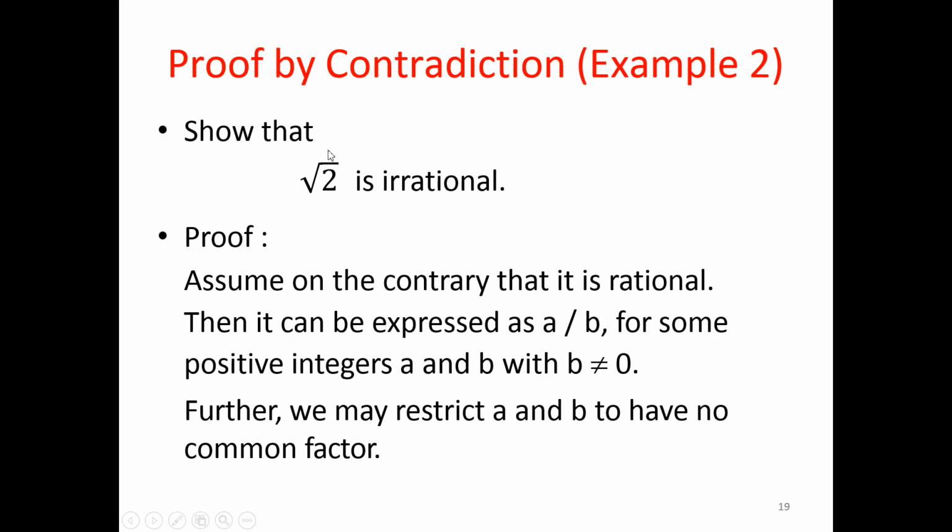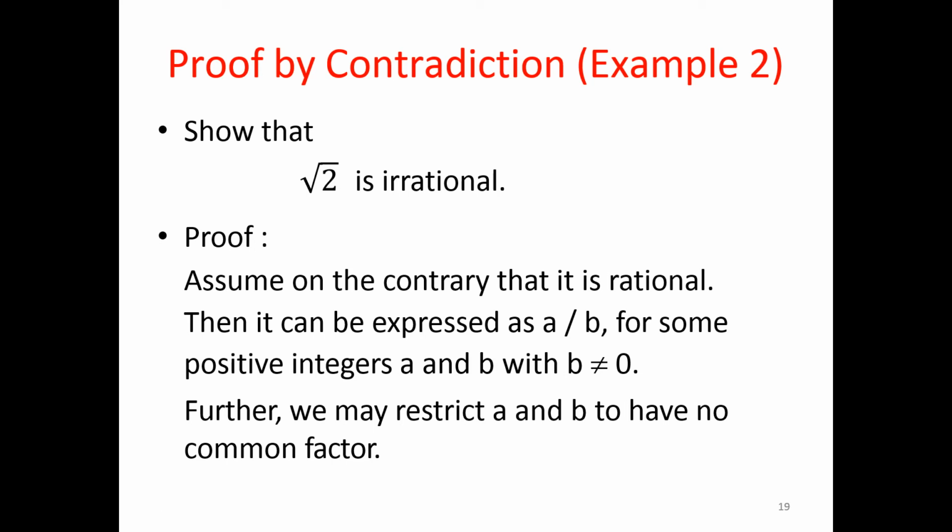Next example, show that the square root of 2 is irrational. Now we'll suppose otherwise, that is, the square root of 2 is rational, and then we'll end up with a contradiction to prove this statement true. Assume on the contrary that it is rational. Then it can be expressed as a/b for some positive integers a and b, where b is not equal to 0. And further we restrict a and b to be in their lowest form. That is, there is nothing common between a and b except 1.